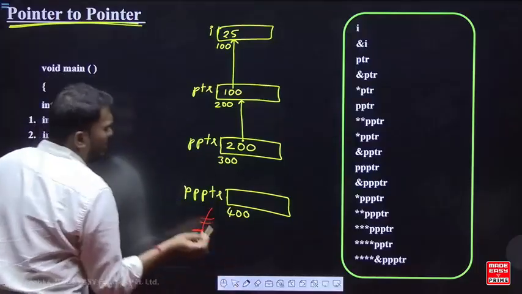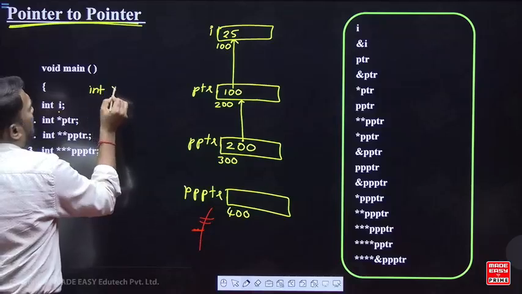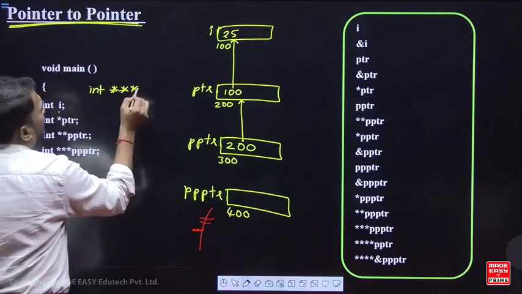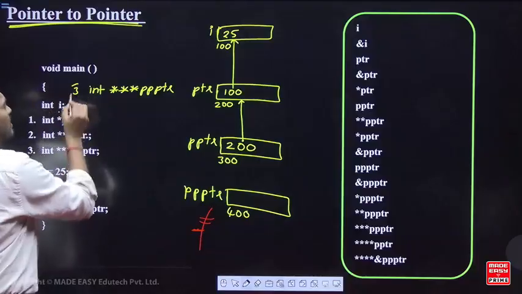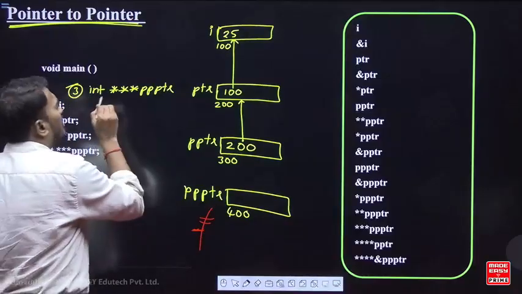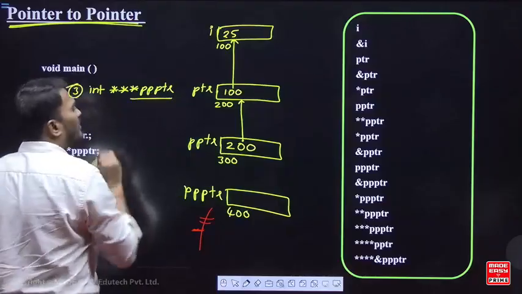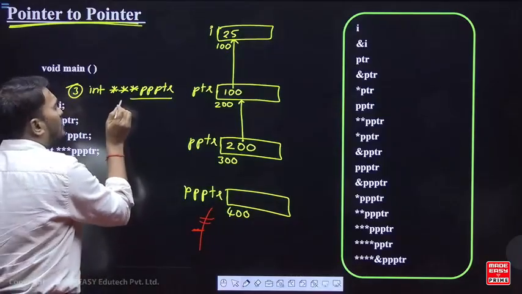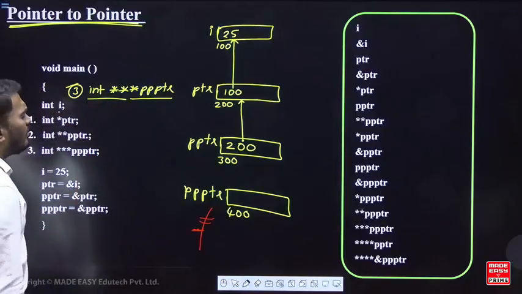Now what is number 3 here? Number 3 is integer triple star PPTR. Okay, same thing. What is this here? Triple star PPTR means what? This is also a pointer variable. Fine, pointer variable. And you need to store the address of what? Which is already a double pointer.